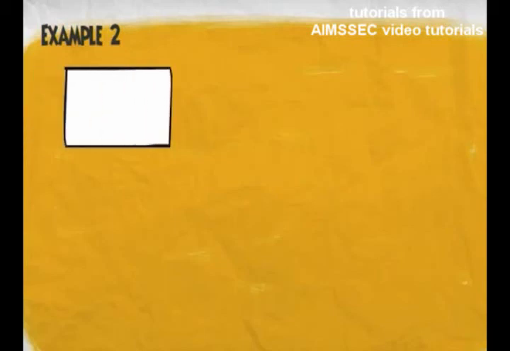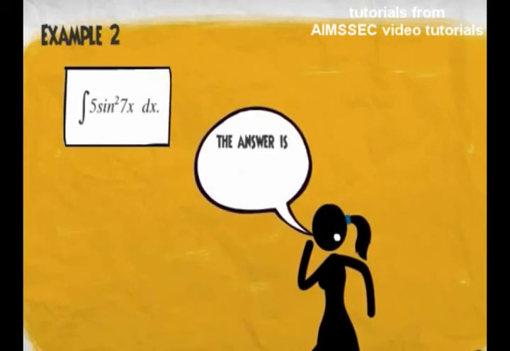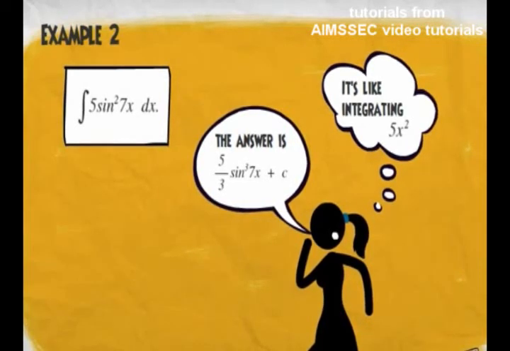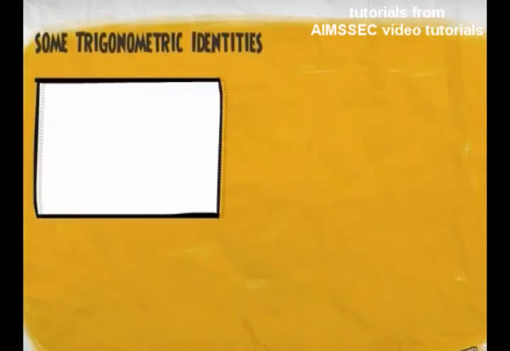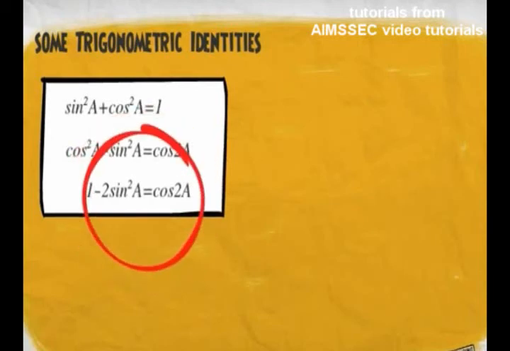The next example is the integral of 5 sine squared 7x. How can we solve this one? So how do you think she got that answer then? Okay, I see. Unfortunately, it's not that simple though. So we need to look at trig identities that include the term sine squared A. Combining the first two, we get the third. And this is the identity we want.